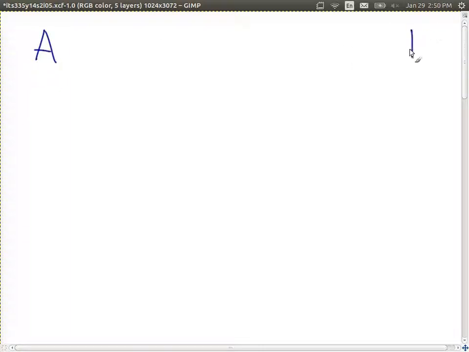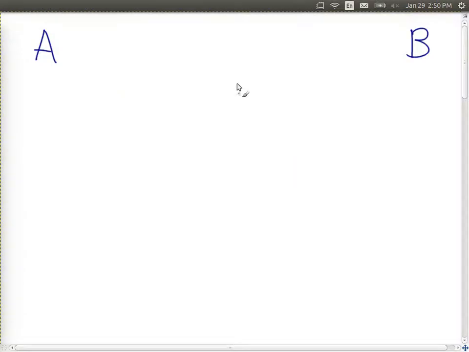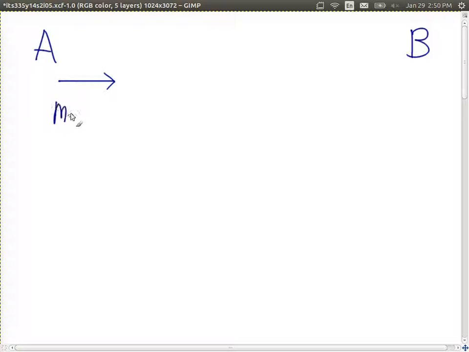And I'll write it a little bit briefer than what that picture captures, just to save a bit of time. The idea was that A is sending a message to B. And what does A send? The message and the encrypted hash, okay? The message concatenated with the hash of the message encrypted with key K. So I'll write down what they send. So they send a message, and we can write it as M concatenated with the encrypted hash of that message. That's what's sent across the network.